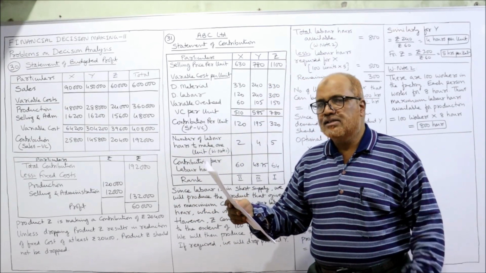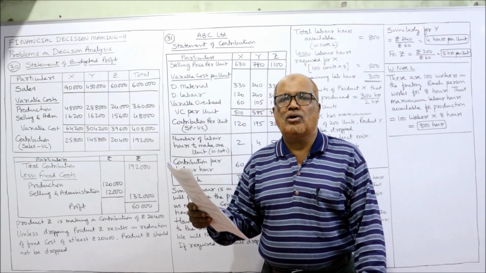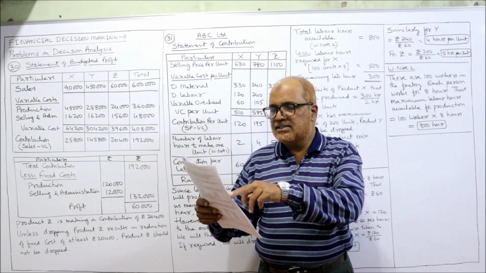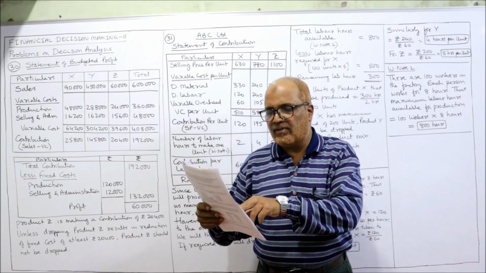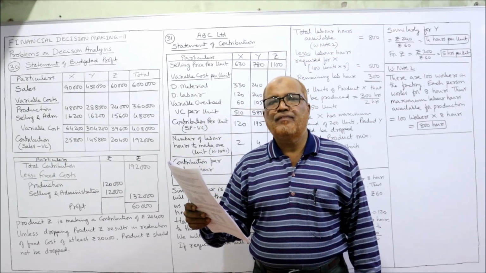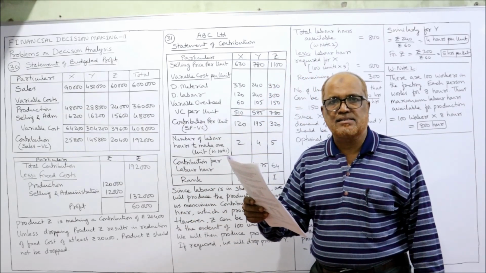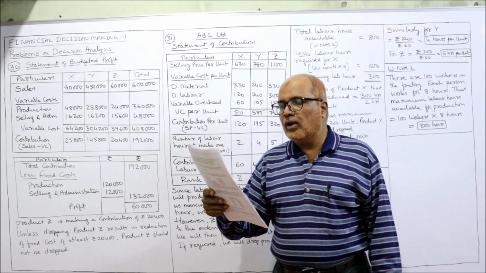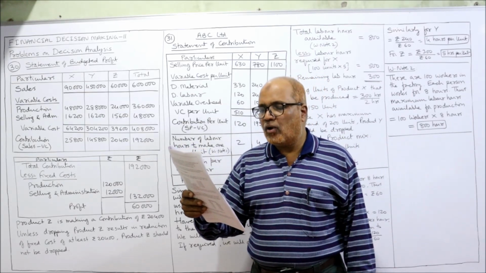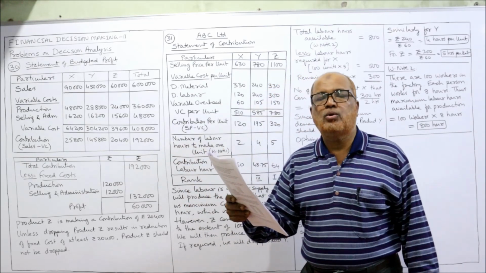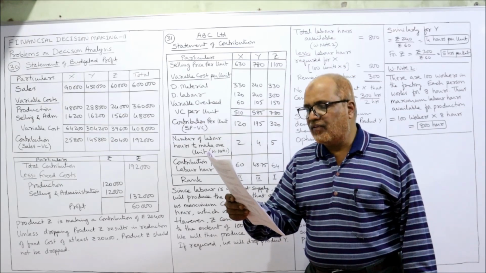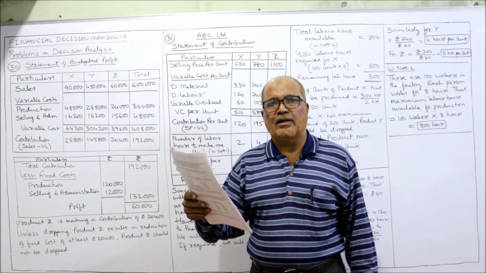Now profit. Sales minus total cost is the profit. Sales are 90,000 minus 74,400, 15,600 is the profit generated by product X. Now product Y, 4,50,000 sales, 4,03,800 is the total cost. So profit comes to 46,200.